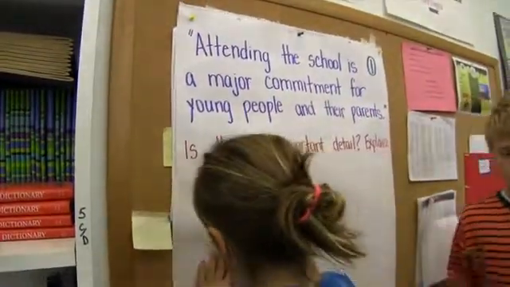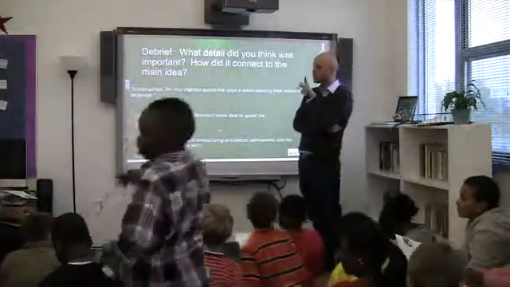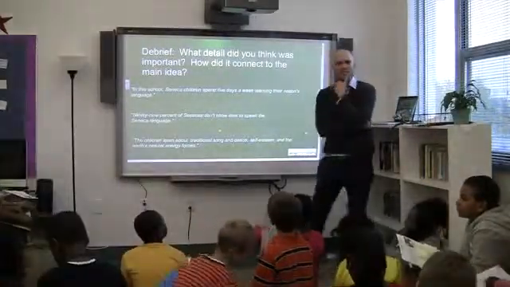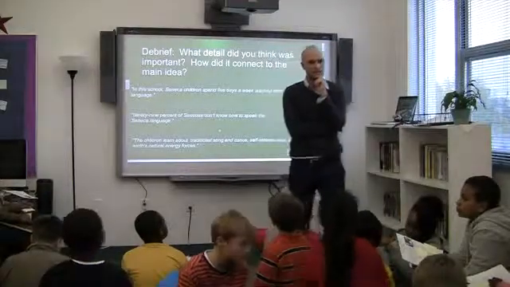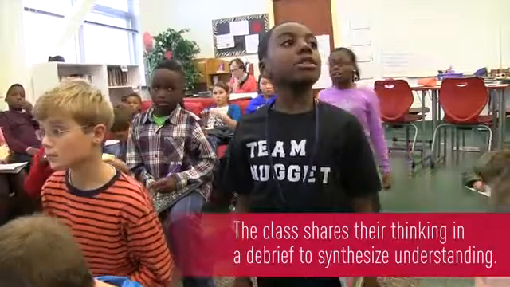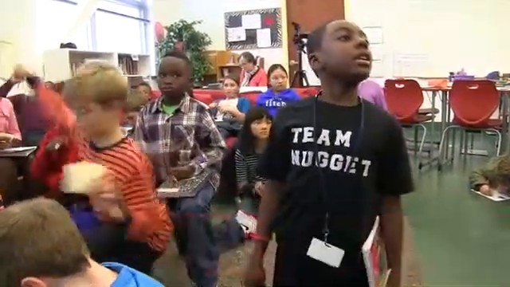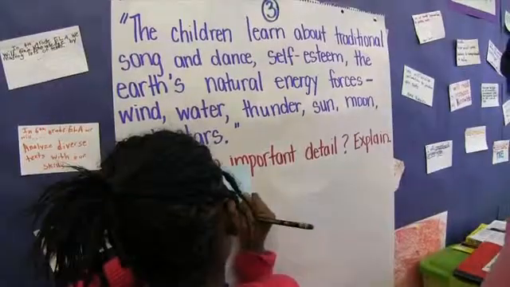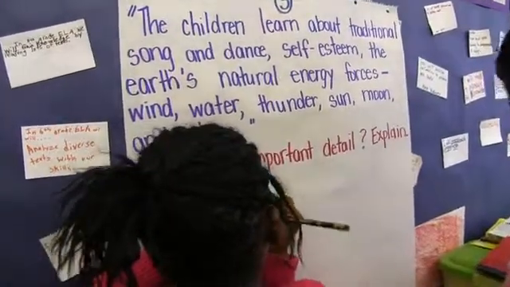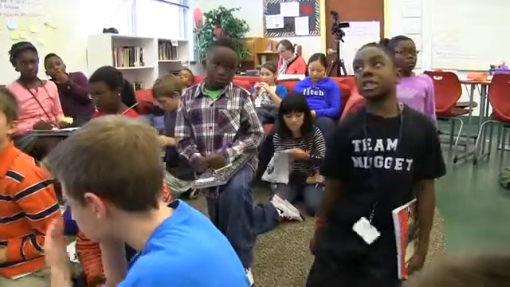I want to debrief with this question. What detail did you think was important? How did it connect to the main idea? The one about the children learn about traditional songs. One of the details I thought was important on the wall was that some of the traditions for the Seneca people are like singing and dancing. I thought that was an important detail because it tells you the tradition.